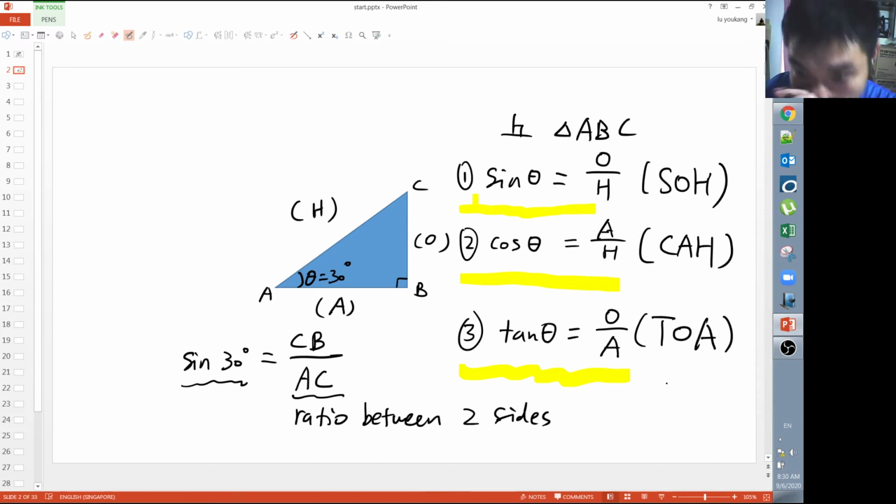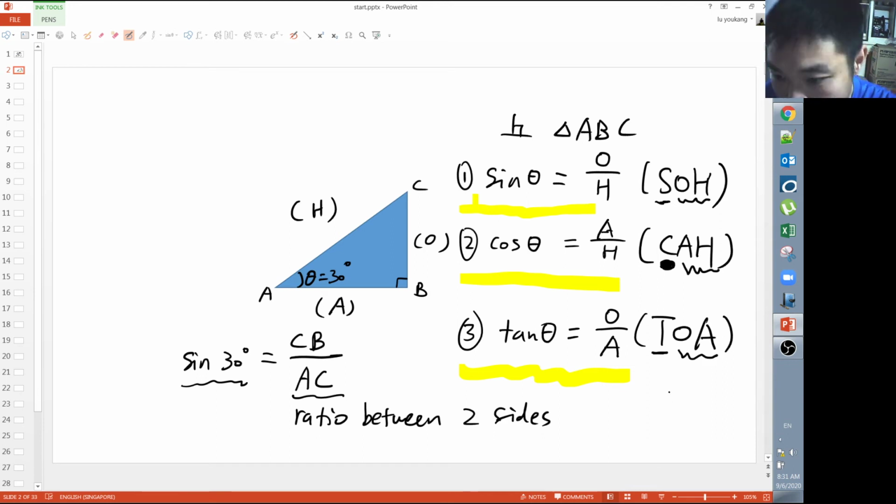Okay, so I hope you can see this. Sine theta is equal to O over H. So this is your sine angle, and this is the ratio between your O and H. Similarly, if you take the cosine of the angle, you will get a ratio between A and H. Similarly, if you take the tangent of an angle, you get a ratio between O and A.